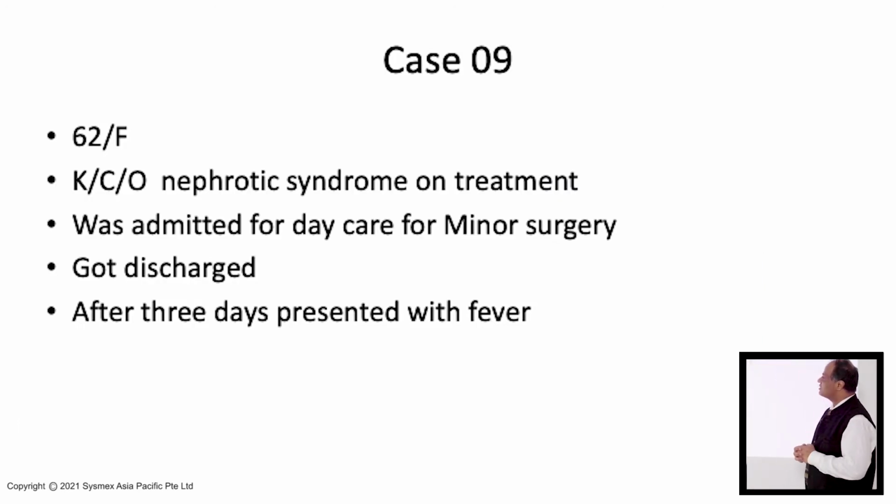Let's take up one more case of urinary tract infection. Here we have a 62-year-old female. She is a known case of nephrotic syndrome on treatment. That means she is immunocompromised. She was admitted for a day care for a minor surgery. She got discharged, and after 3 days she presented with fever.